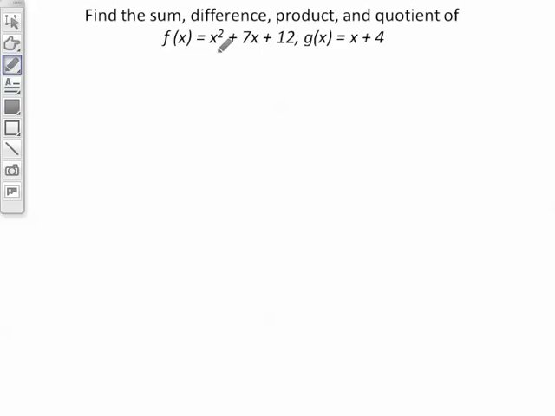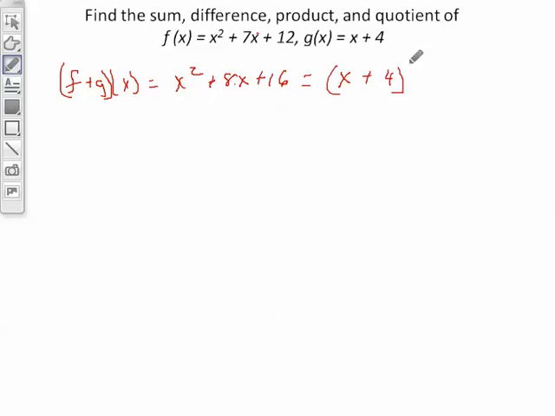So we've got f of x is x squared plus 7x plus 12, and g of x is x plus 4. I'm going to find the sum. F plus g of x is going to be x squared plus 8x plus 16. I didn't write them both down. I just went ahead and added the x to the x, got 8x, added the 4 to the 12, and got 16. Yes, that does factor into x plus 4 quantity squared. Cool, I found the sum.